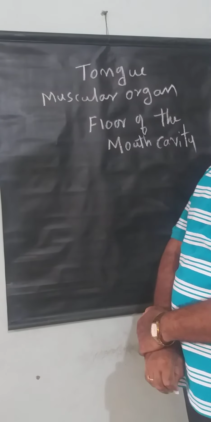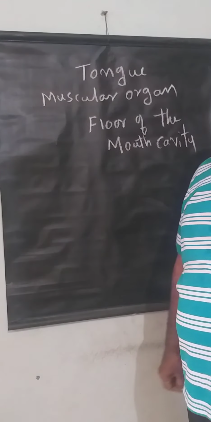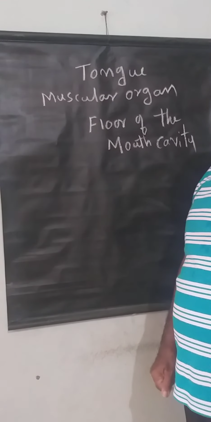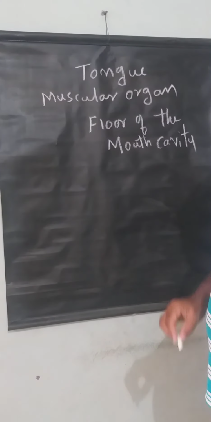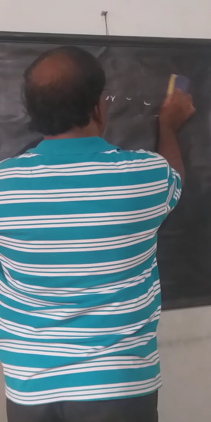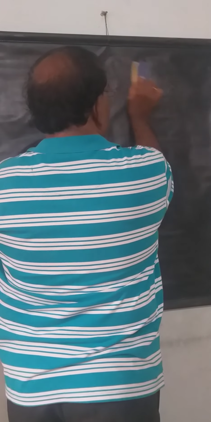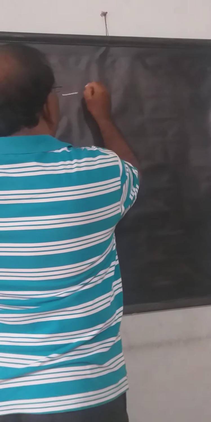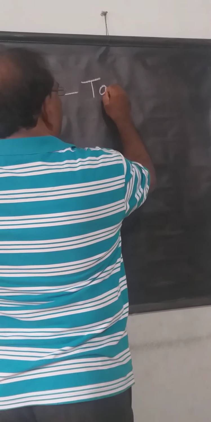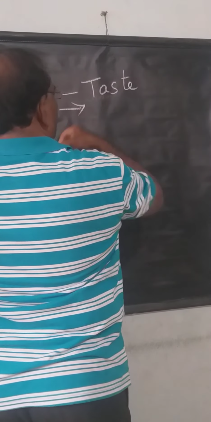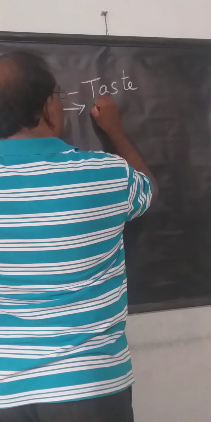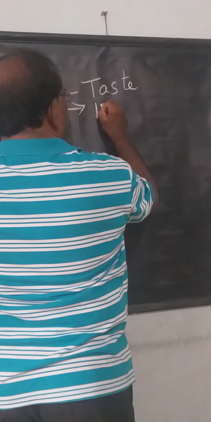It is a muscular organ made up of the skeletal muscles present in the floor of the mouth cavity. The functions of the tongue are: number 1 is the taste, number 2 is the speech.